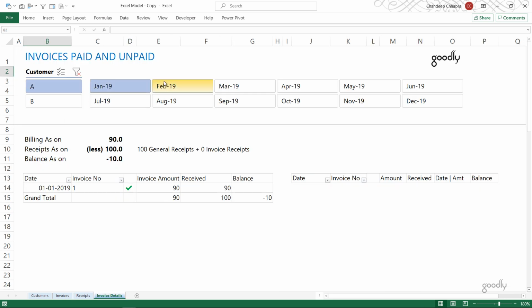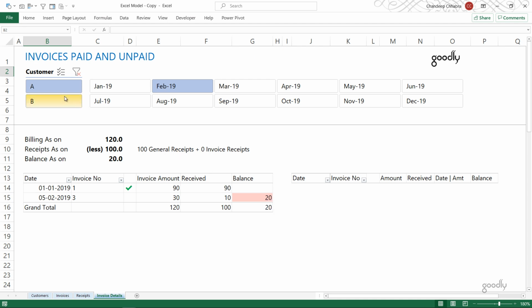If I now change that to the month of Feb, you will see that the first invoice was cleared. Obviously, the customer paid $100. But the customer paid $10 extra last month, and that $10 extra has been settled against the second invoice generated in the month of Feb. The invoice amount was $30. We settled $10 as a balance from the last month, and the balance against this invoice still to be paid by the customer is $20.